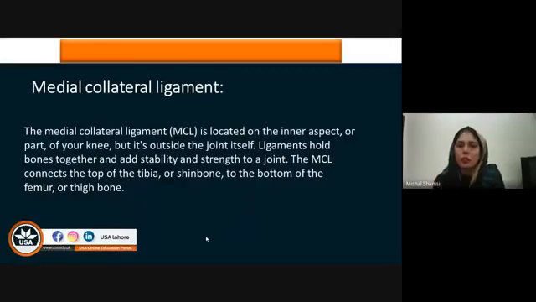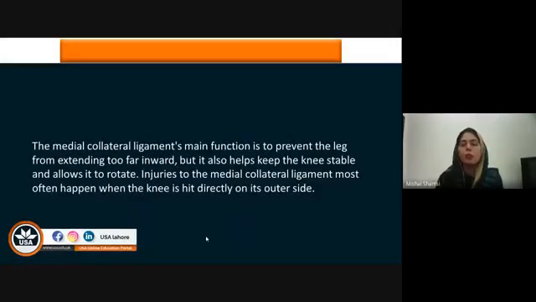Like all ligaments, the function of the medial collateral ligament is to hold the bones together and add stability and strength to a joint. The medial collateral ligament connects the top of the tibia to the bottom of the femur. So basically, it is connecting the shin bone to the thigh bone. The basic function of the medial collateral ligament is to prevent the leg from extending too far inward. For example, if you consider this is your leg, it prevents the leg from bending inward too much.